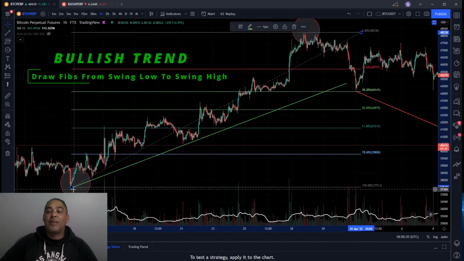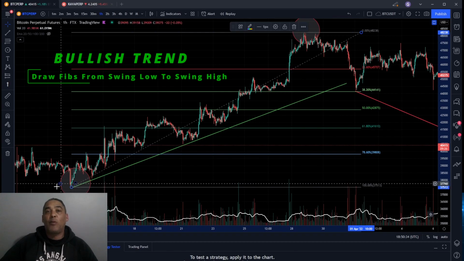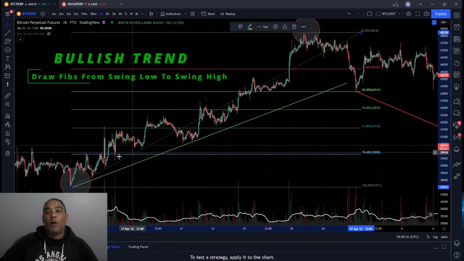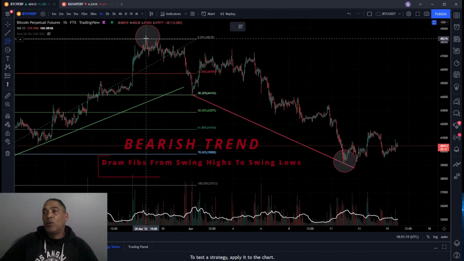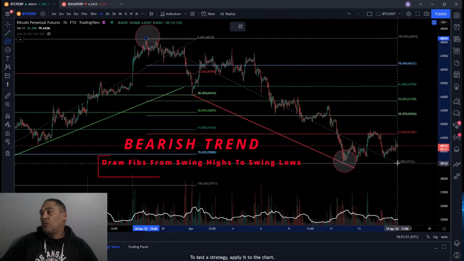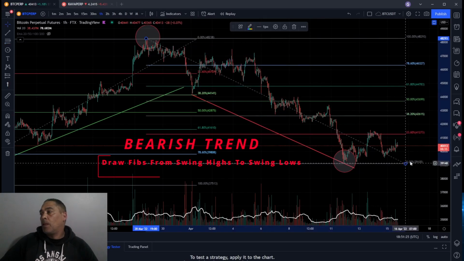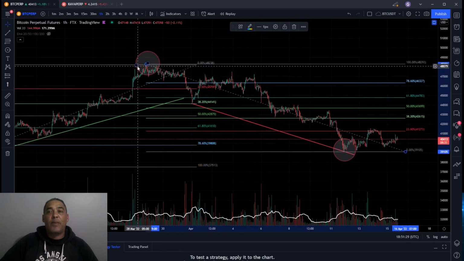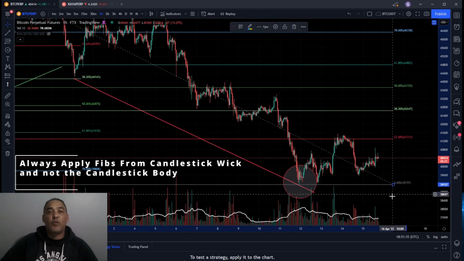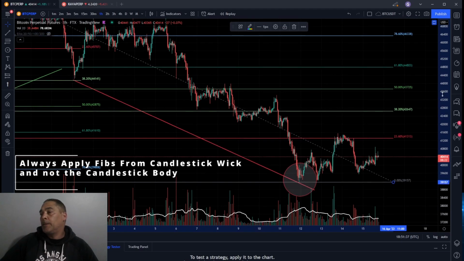Always remember that the fibs should be drawn from the candle wick of the swing low and the swing high. In a bearish scenario, we will draw it from our swing high down to our swing low. As mentioned, always draw it from the candle's wick of your swing low and swing high.